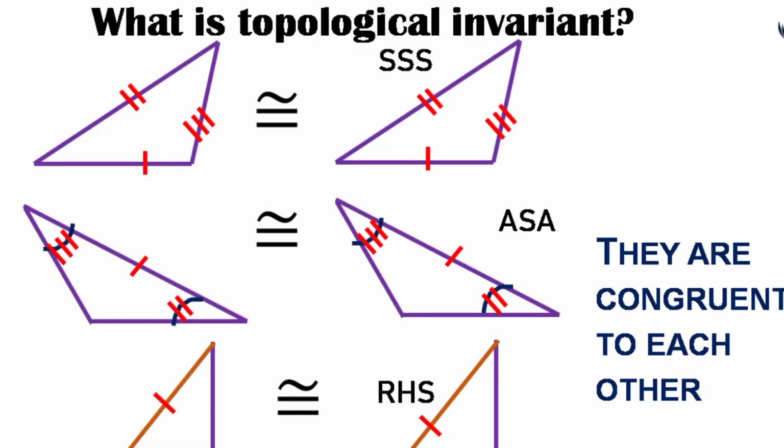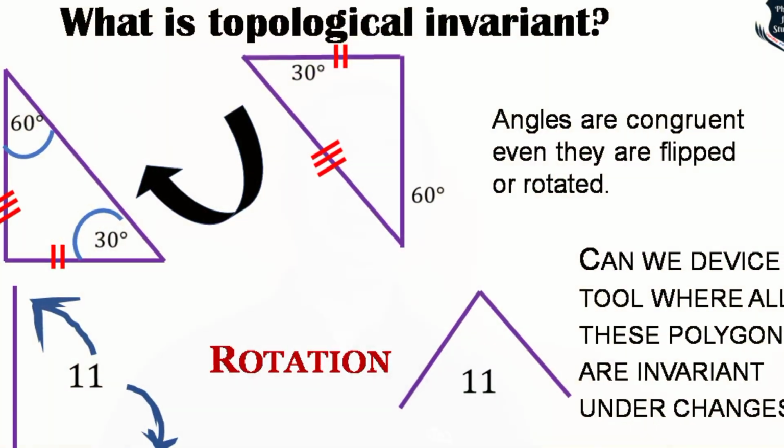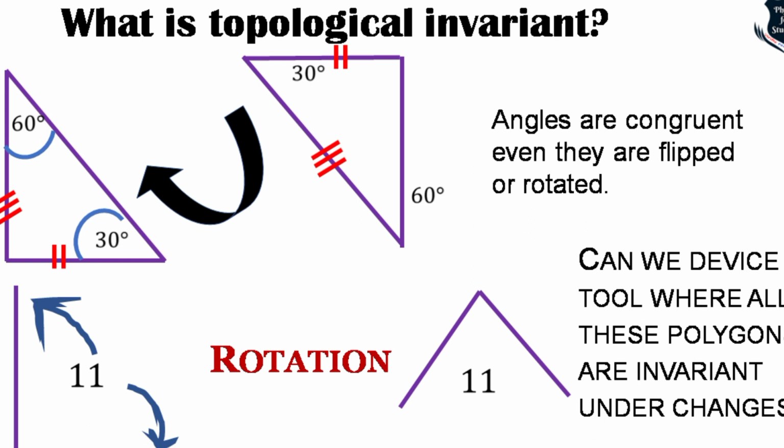Have a look. These are called side, angle, and using the right hand side rule. They are congruent to each other. We remember those school days when we were given those theorems to find out whether these things are congruent to each other or not. So these are congruent to each other. Now, what is a topological invariant? You see that angles are even congruent if they are flipped or rotated. So when they are rotated, they are still congruent.